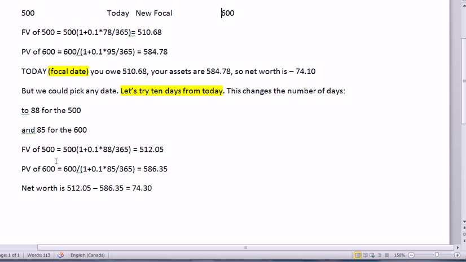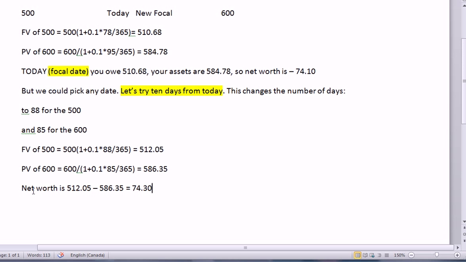Okay, now let's do the new calculations. First of all, the future value of the 500, all we need to do is change this time. Remember, time is money? So instead of being 78, it's 88. So now we have a future value of 512.05. You can see it's slightly larger than the one up here, which was 510.68. That's because of the 10 days difference. 10 days difference have made about a $2 change. The present value of the $600 also changes, but it is slightly more. It's 586.35 because we've waited a bit longer. We got a bit closer to the maturity date.